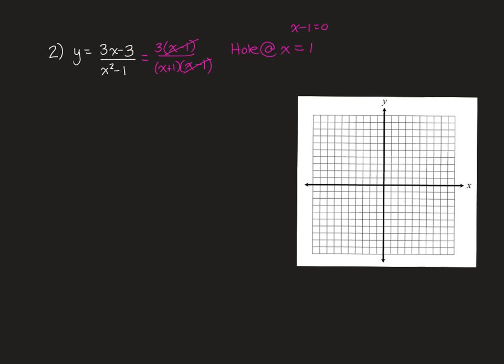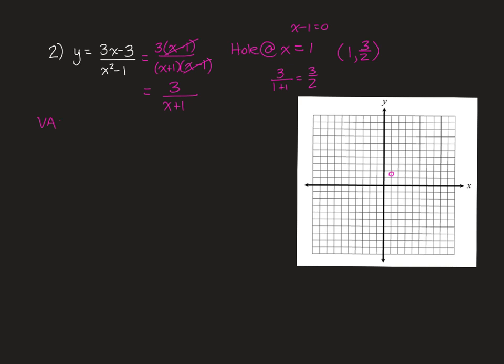To find that point, we want to plug it in to our final equation. I made a mistake in the beginning of the video. It will need to be plugged in to the final equation. So if I plug 1 into my final equation there, I will get 3 over 1 plus 1, which is 3 over 2. So my hole is at (1, 3/2). So I'm going to put that on my graph right now. So 3 over 2 is 1.5, so my hole exists right there.